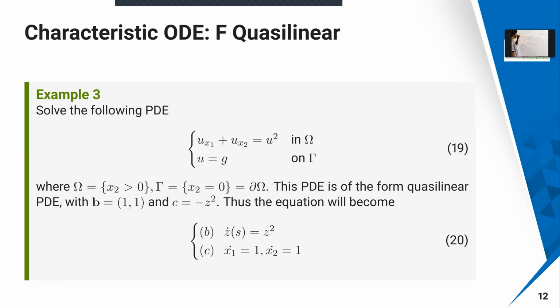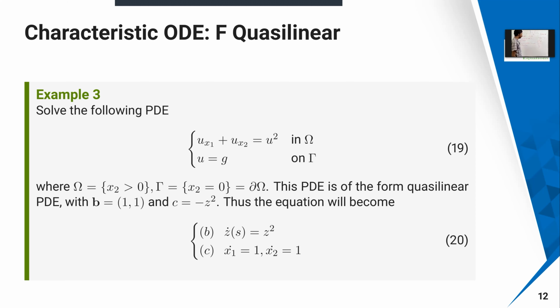So this PDE is a quasi-linear PDE. What is b here? b is simply 1, 1. And c is minus z square. So your z dot is going to become minus into minus plus, so z square. z dot is going to be z square, and x dot is going to be 1. y dot is also going to be 1.